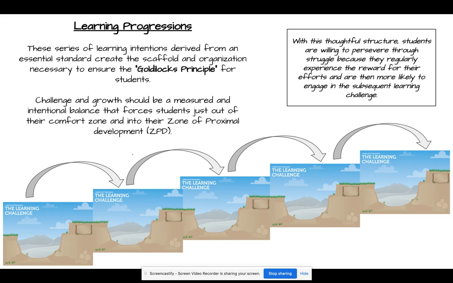So if you look at each one of those pictures, the end of the pit is a little bit higher than the beginning of the pit. And if the end of that pit is a little bit higher, and that's where we start for the next learning challenge or the next learning intention in the progression, over time, as you move left to right, they're going to get considerably higher, considerably more rigorous and complex in their learning as compared to just that first learning challenge alone.